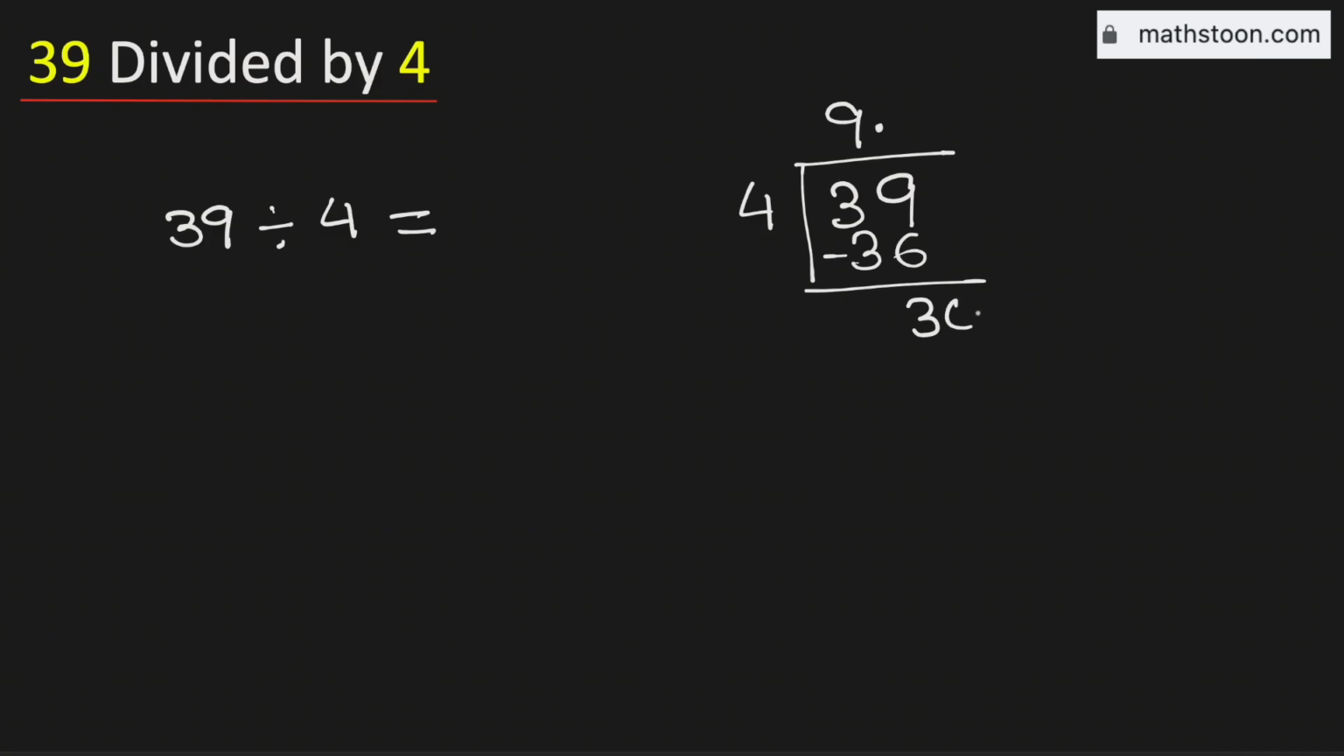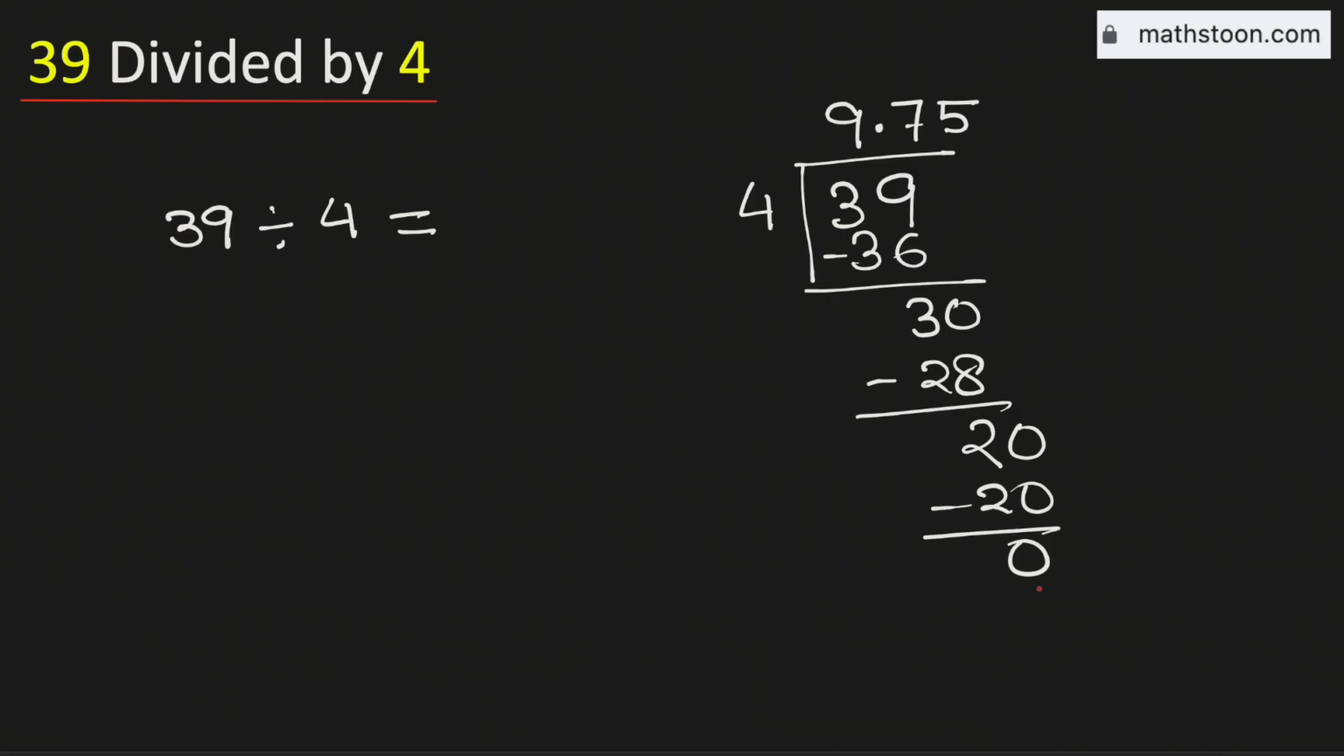can borrow 10. Now 4 times 7 is 28. Subtract, we get 2. Now 2 is less than 4, so we will again borrow 10. And we know that 4 times 5 is 20. Subtract, we get 0. As we have obtained the number 0, so we will stop.